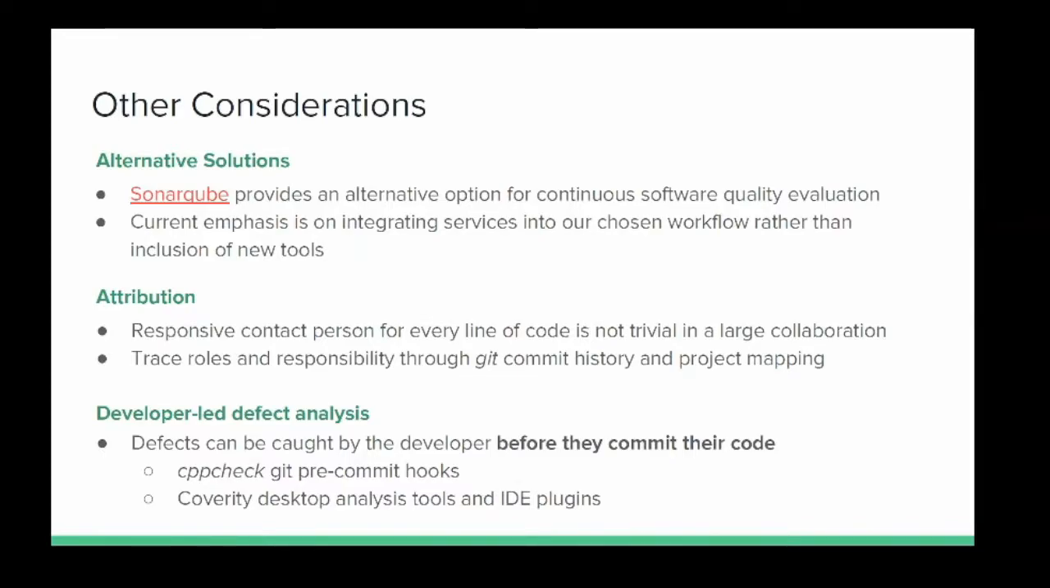Attribution, so the responsibility aspect has been touched upon. And then also developer-led defect analysis. So really encouraging, this is more sociological, but ensuring that the developer checks software quality before they commit their code. And you can do this through pre-commit hooks in Git. There are also IDE plugins through Coverity and so on, so that you're not relying on the reviewer to pick these things up and triage them.